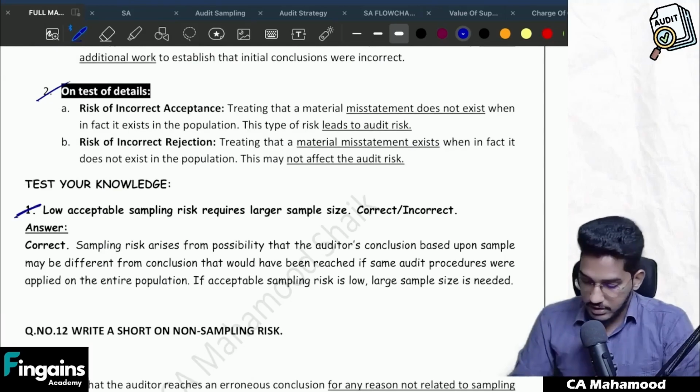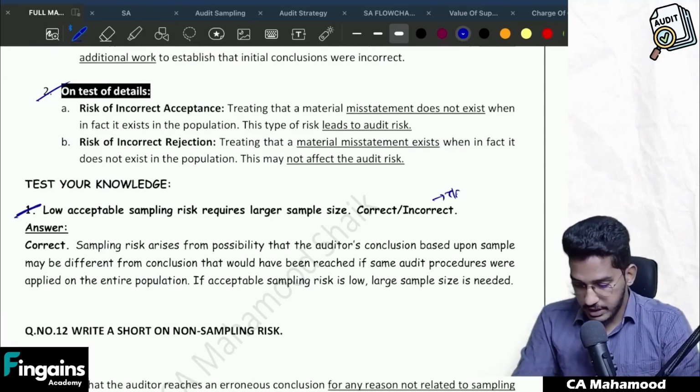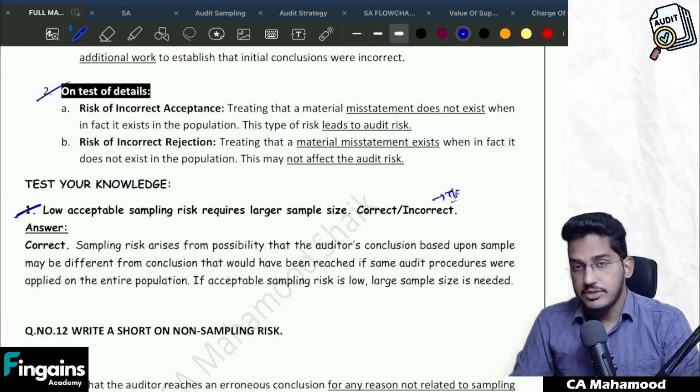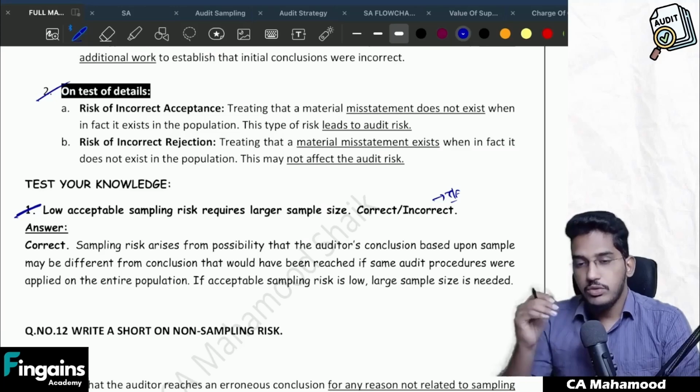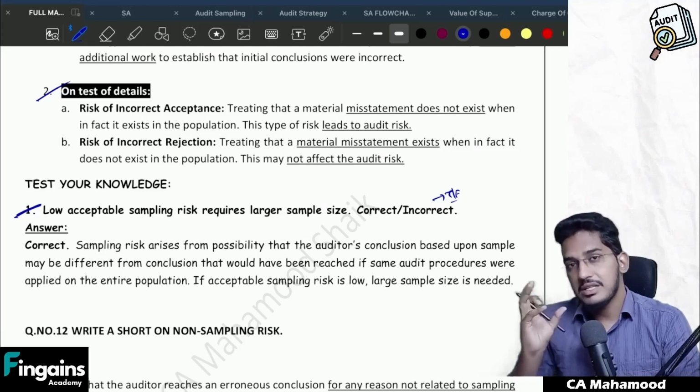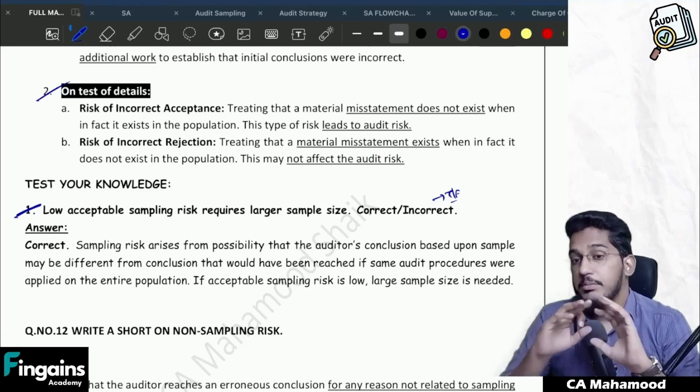Yeah, so let us see this question. One true or false statement from the study material. Low acceptable sampling risk requires larger sample size. So if you want to reduce your sampling risk, will you go for bigger sample or smaller sample? You are taking bigger sample means what?